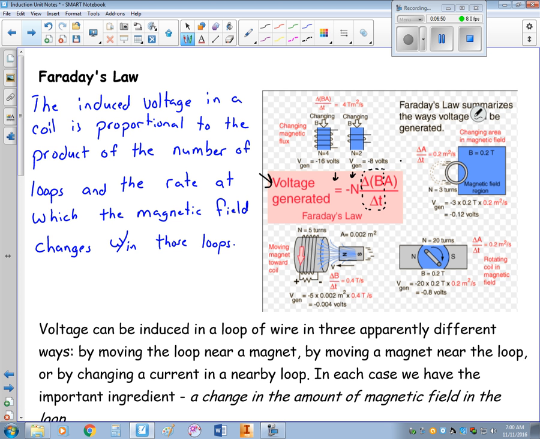You'll notice it also depends on the area of the loops themselves. So we could have a changing area, the loops getting bigger or smaller somehow. That's usually not very common, so we don't usually worry about that too much. But I want you to see that it is proportional to the number of loops, capital N, times the change of magnetic field, delta B over delta T. This graphic also gives us some other ways of changing those things, some different scenarios that you can take a look at.